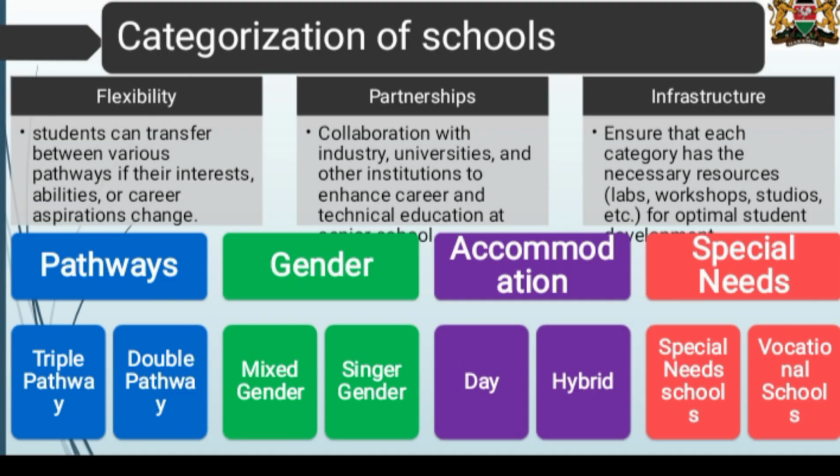So under pathways, we have the triple pathway and double pathway. Then gender, we have mixed gender, and we have single gender. Then accommodation, we have day and hybrid. Then special need, we have special need schools and vocational schools. Now, let's break it into small units.